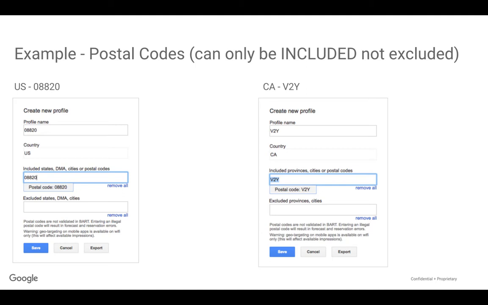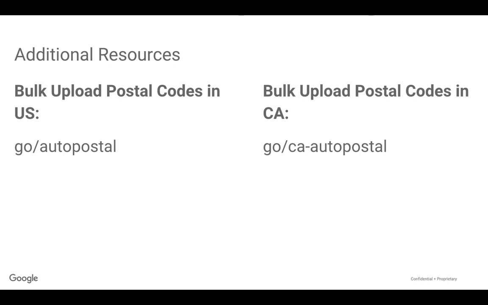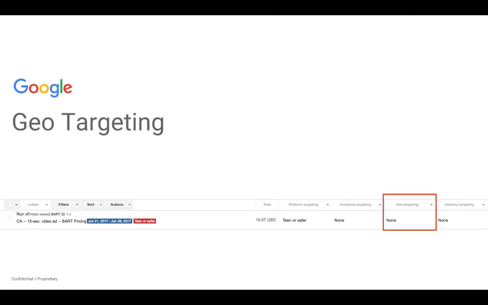One thing to note about postal codes is they can only be included but not excluded, like the other options we just went over, like states, DMA, cities. All of those options can be excluded, but postal codes cannot. Here are some additional resources for postal codes. Both of these tools are specified by country and will help in the bulk upload process for postal codes in BART. And that concludes the geo-targeting training.